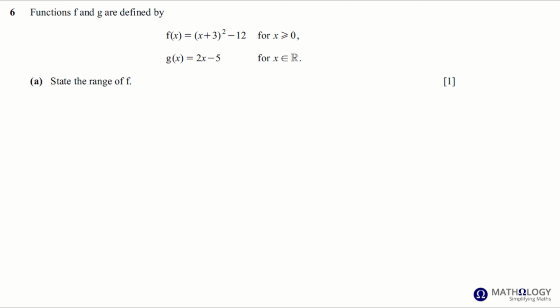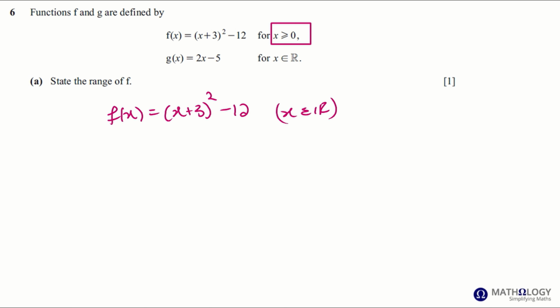Question 6. Functions f and g are defined by f of x equals (x plus 3) all squared minus 12 for x greater than or equal to 0, and g of x equals 2x minus 5 for x a real number. State the range of f. Now, let's first consider f of x if there was no restriction on the domain, if x was an element of the real numbers. The restriction is what they've stated in the problem, but let's just consider for a second that there is no restriction.